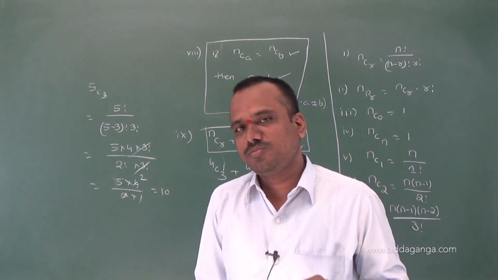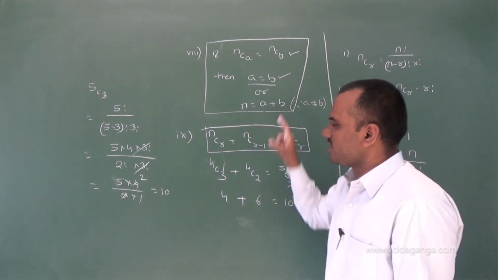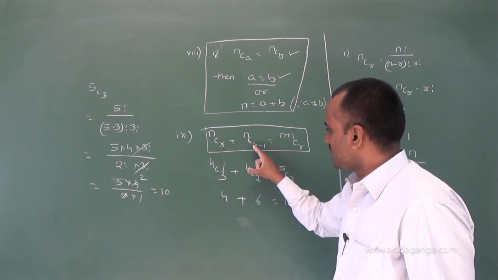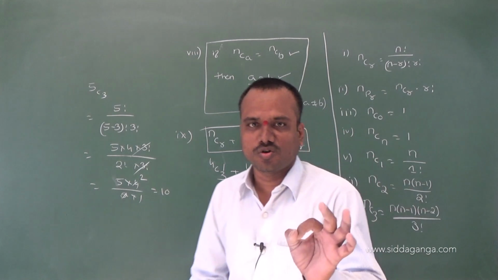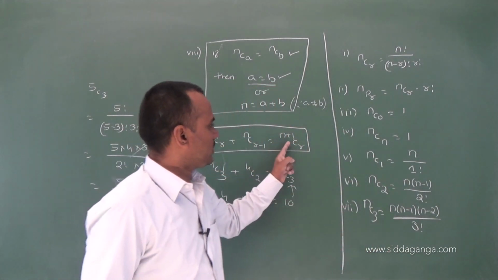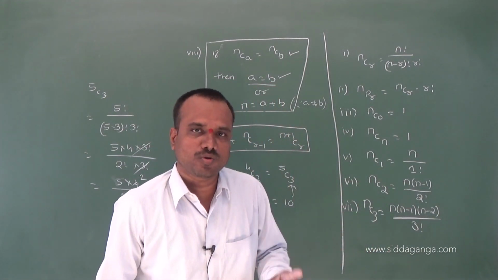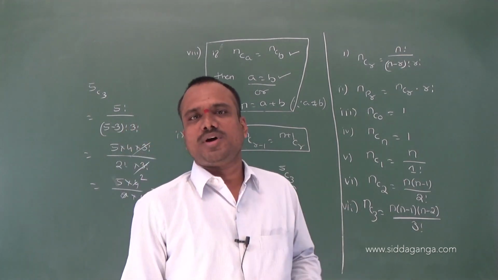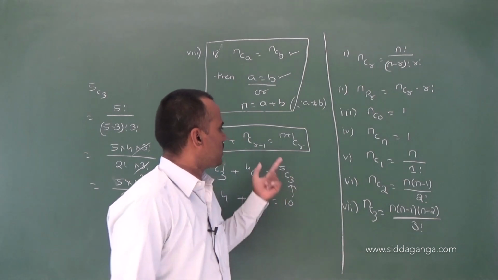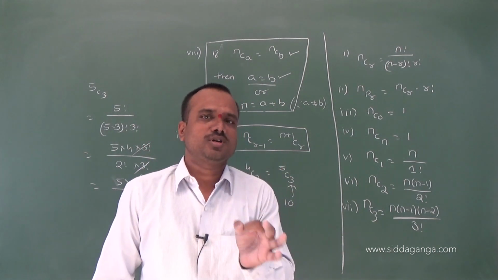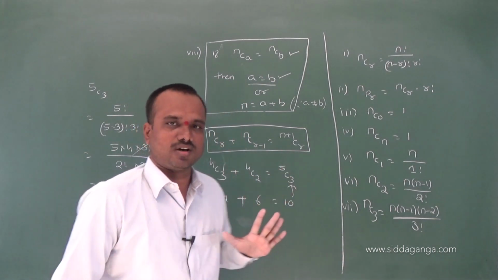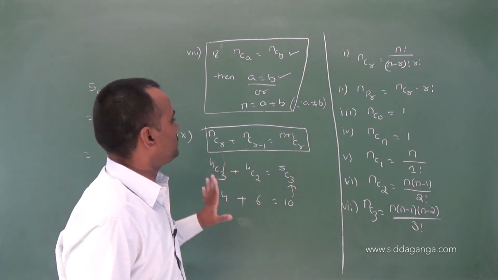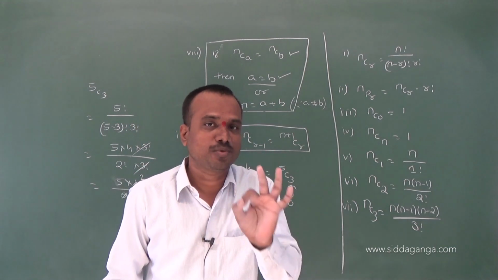Either A is equal to B or N is equal to A plus B. NCR plus NCR minus 1 is equal to what? N plus 1 CR. NCR plus NCR minus 1 is equal to N plus 1 CR. Understand? All these notes up to 9th notes are very, very important.